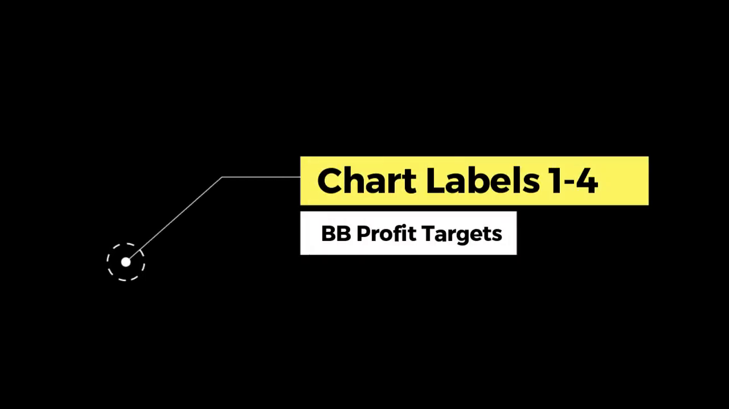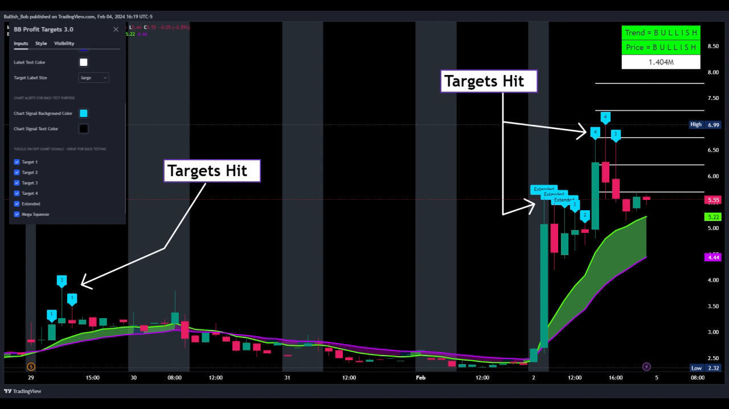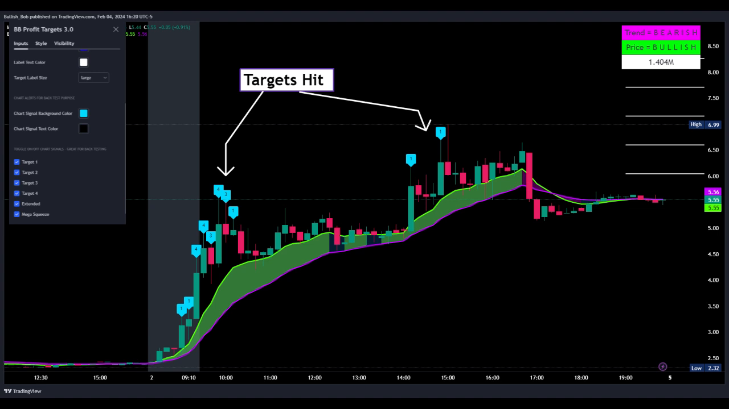Chart labels listed 1 through 4. These alerts added to the chart just above each candle, listed 1 through 4, mean that we hit that target 1, 2, 3, or 4, whichever number was listed. This allows us to backtest the strategy and see how many times this strategy hit those targets on that time frame, that day, or week. This feature is really handy for adding conviction to your chart, as you can backtest in real time.